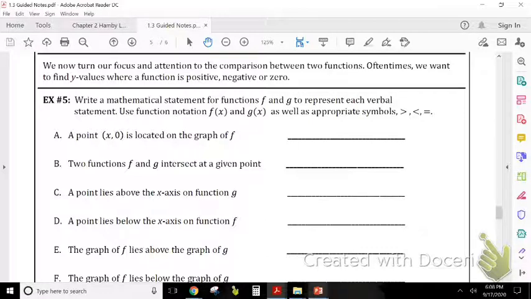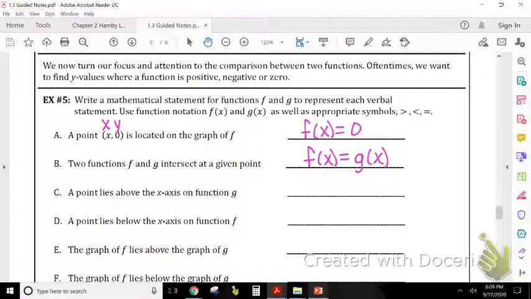So it tells us a point x0 is located on the graph of f. Well, this is telling us that the y value is 0 when x is x0. So we could write that as f of x equals 0, because remember, f of x is equal to y. Two functions, f and g, intersect at a given point. So if they intersect, that means they're equal. So we could say that f of x is equal to g of x.